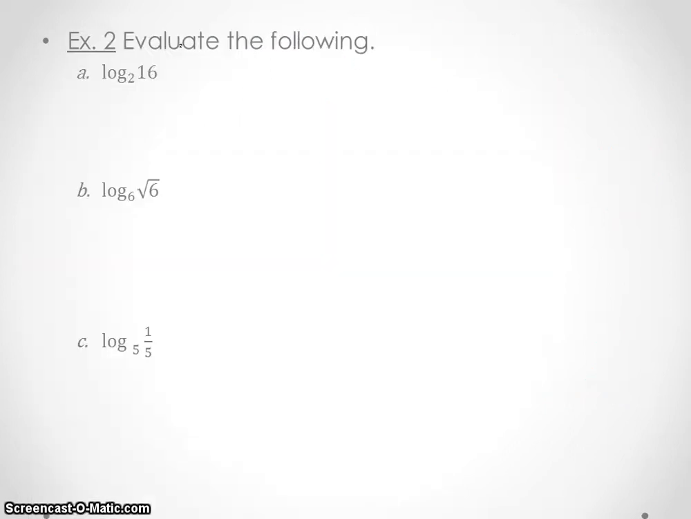Okay, so example 2 says evaluate the following. So we have log base 2 of 16, and they want to know what that is. So right now it equals some unknown quantity we'll call x. And these work just like all of our other ones, so we can take this and put it as an exponent on 2. So we have 2 to the x power, and then pop the 16 to the outside, so equals 16. Okay? So then you want to ask yourself, well, 2 to what power gives me 16?